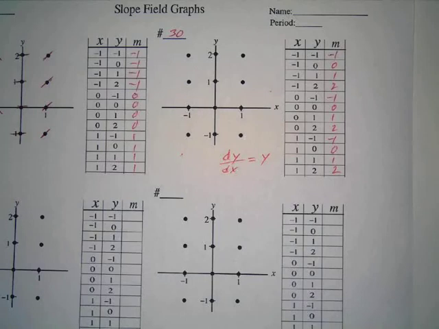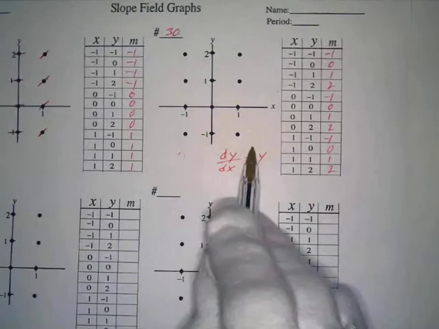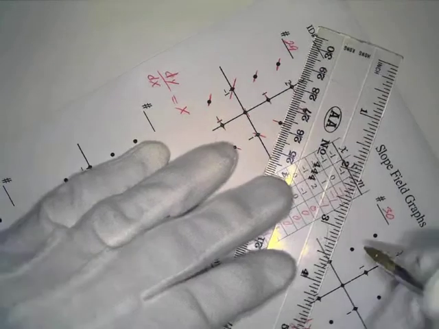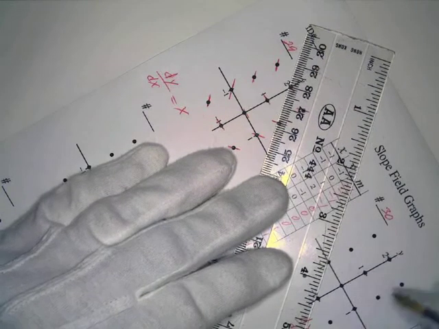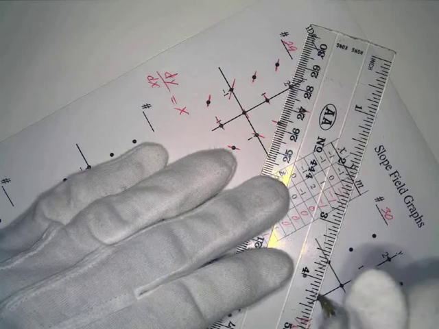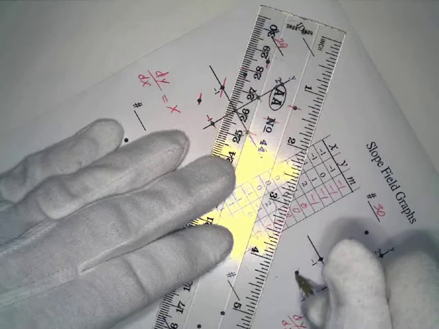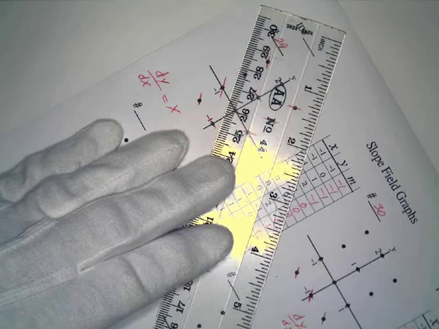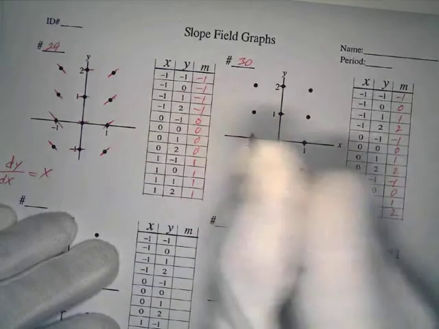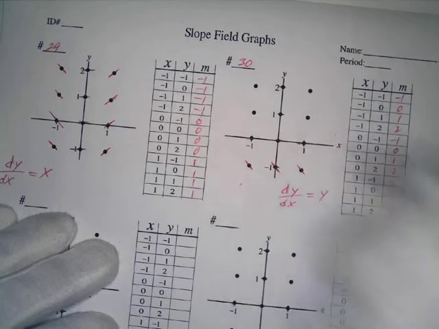So when y is -1, the slopes are always -1. All right, so right over here, the slopes are all going to be -1 when y is -1. So I'll just try to do them like this. So I can make them parallel here. Okay. And then when y is 0, they're all going to be 0.